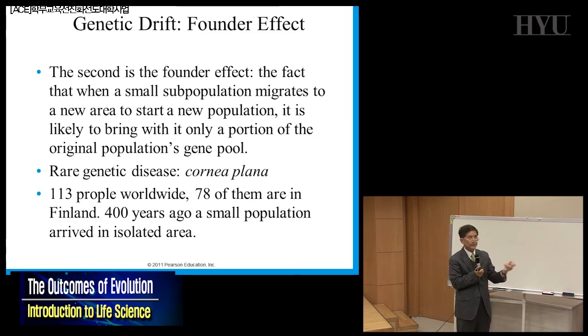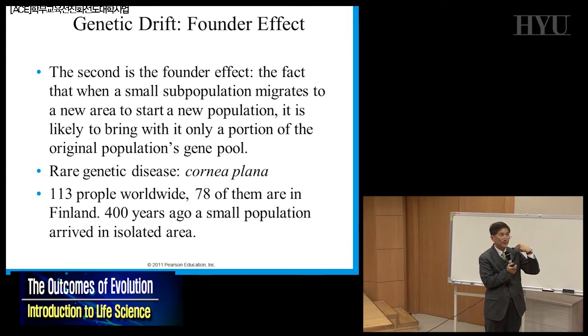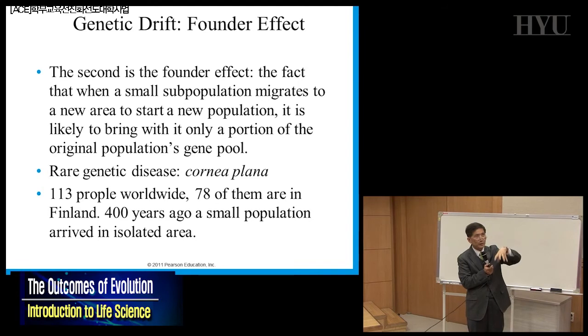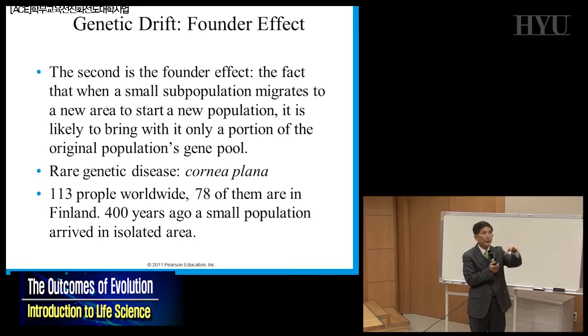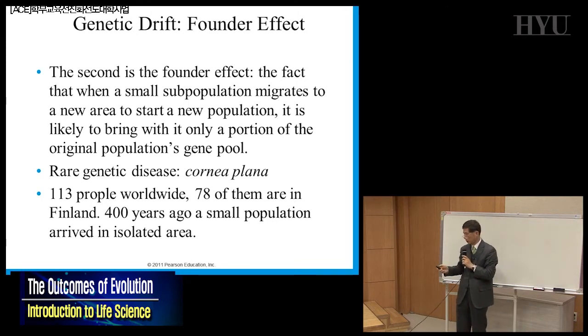So what happened? In old days, about 400 years ago, a small population moved into that area. And probably one person in the population had that disease. And they intermarried, and the population didn't have enough different alleles for that gene. So it's called the founder effect. All right? Yes? No?